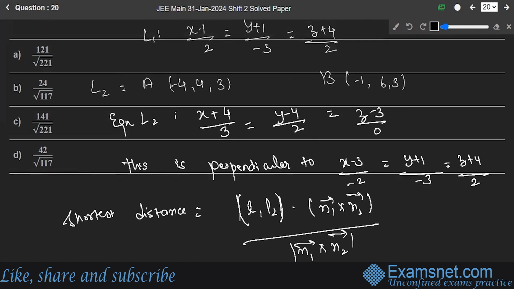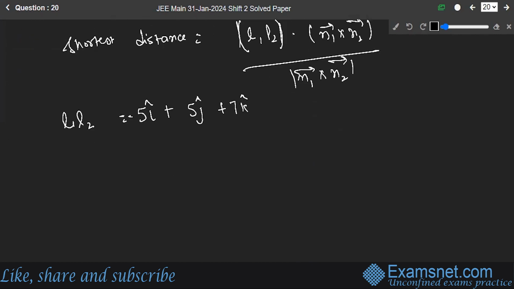How is this? See over here, x minus 1 minus (x minus 4), this will be equal to minus 5. Similarly, y minus 1 minus (y minus 4), this will give you plus 5j. z plus 1 minus (z minus 3), this will give you 7k. This is for L1L2, the distance vector.